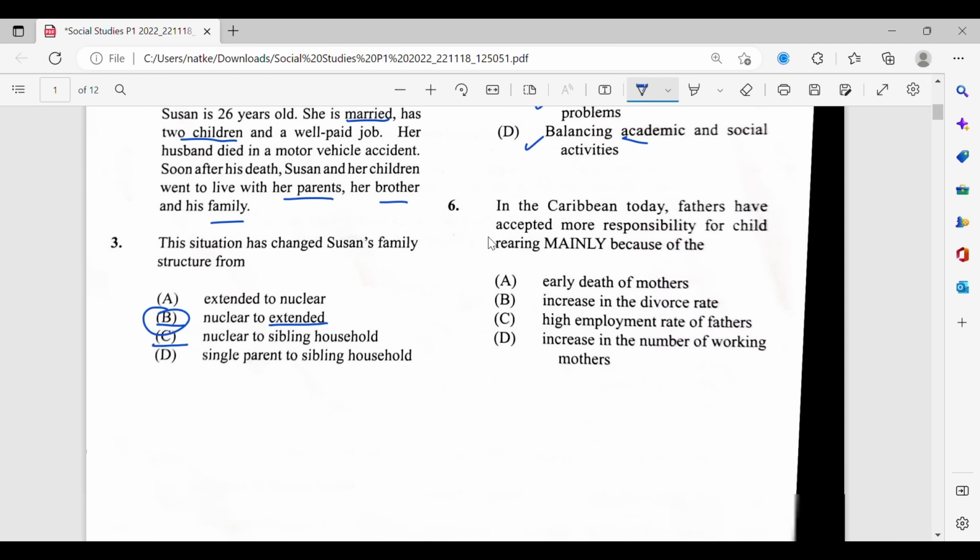Number 6. In the Caribbean today, fathers have accepted more responsibility for child rearing, mainly because of early death of mothers, increase in the divorce rate, high employment rates of fathers. It is actually letter D, which is an increase in the number of working mothers.